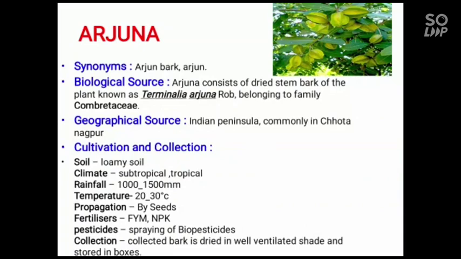Next is Arjuna. Synonym of Arjuna is Arjun bark. Biological source. Arjuna consists of dried stem bark of the plant known as Terminalia arjuna belonging to family Combretaceae. Geographical source. It is mainly found in the Indian peninsula, commonly in Chota Nagpur.